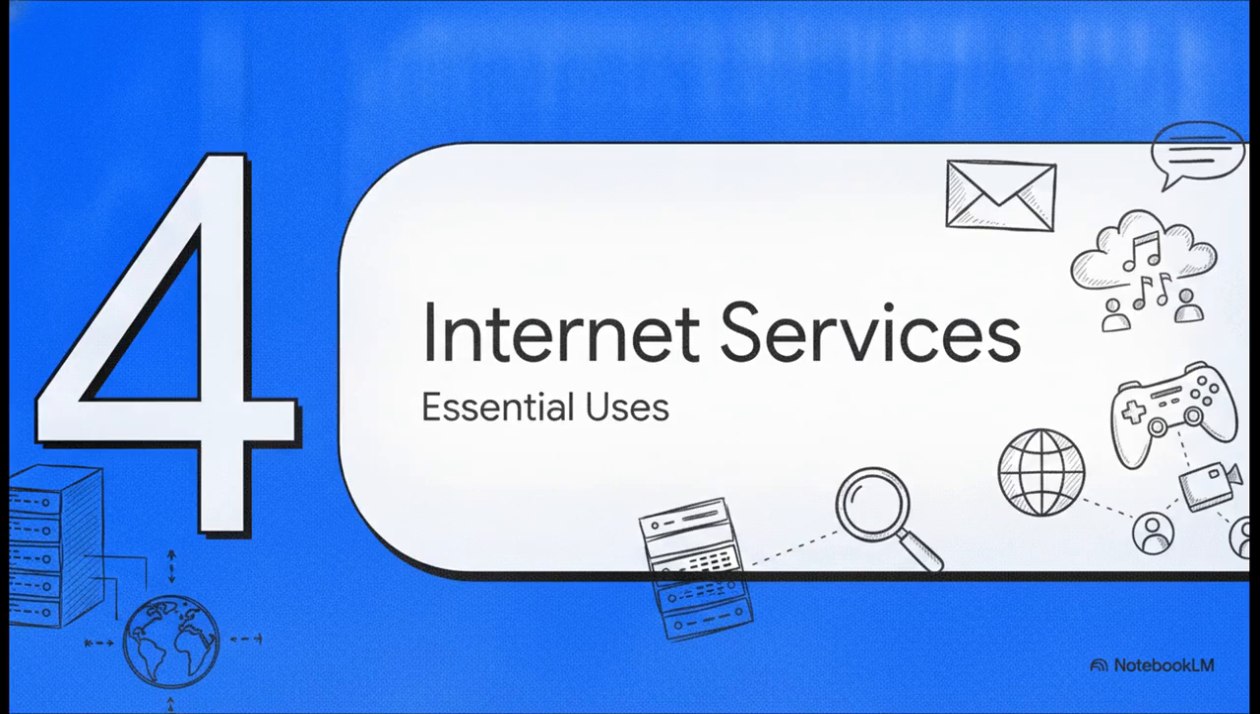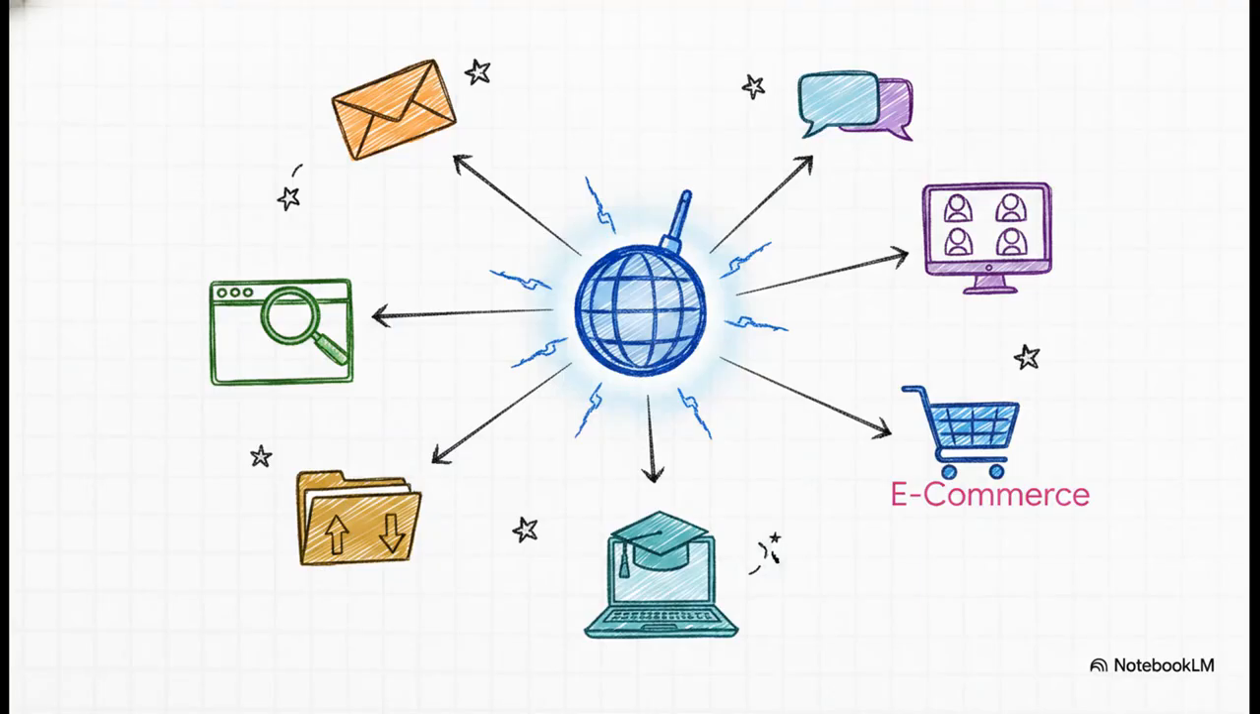Moving to Section 4, Essential Internet Services. So, you might be wondering what else actually runs on those internet roads besides the web. Well, we have email, web browsing, file transfer, online chat, video conferencing, e-commerce, and e-learning. When you look at this whole list, you really start to realize the vast utility of the internet.